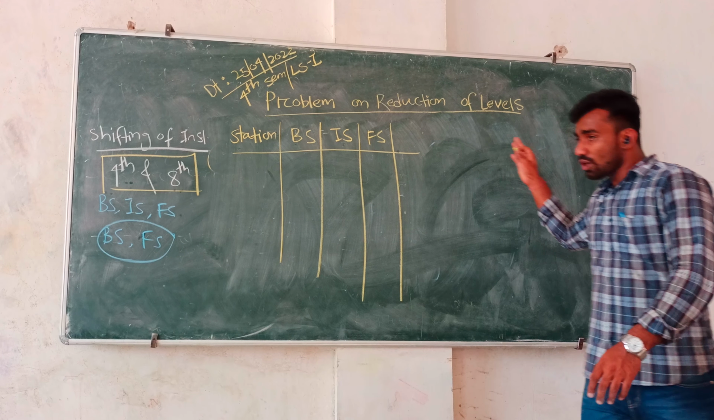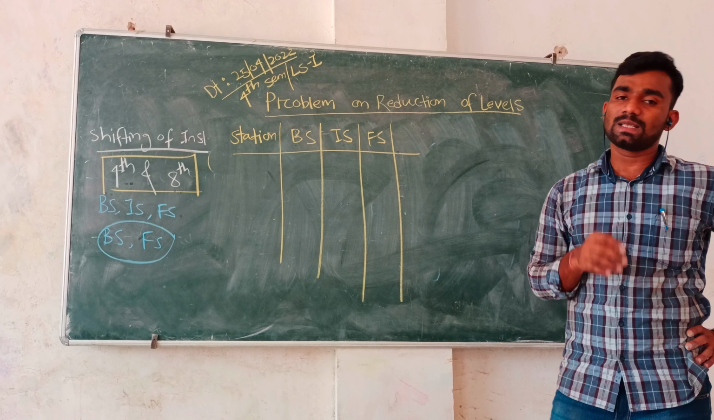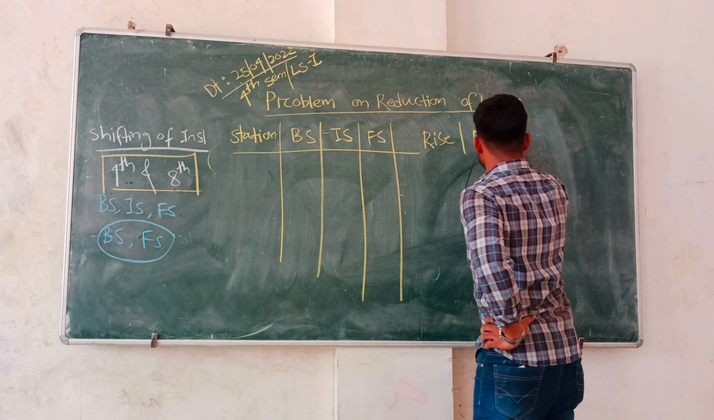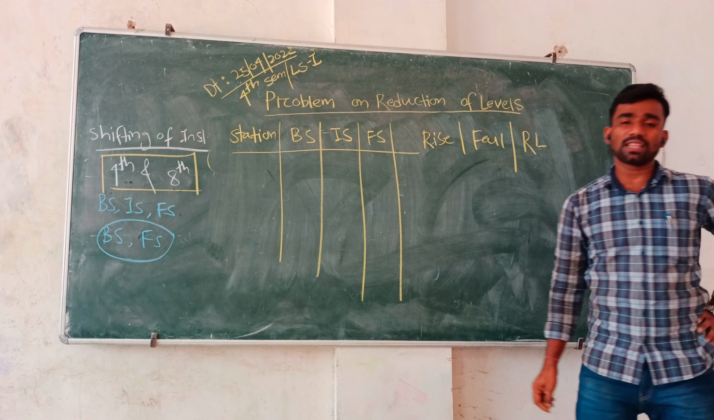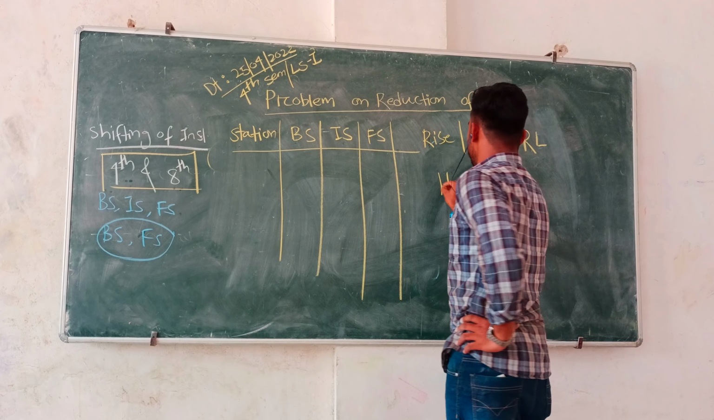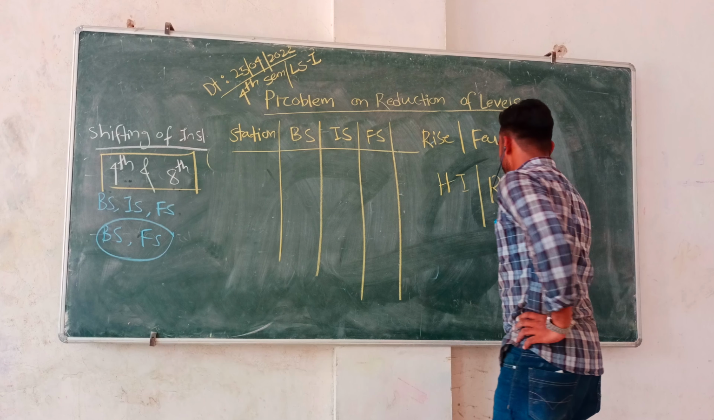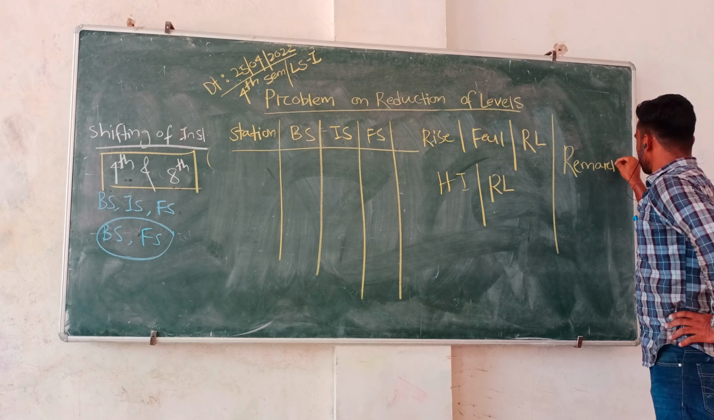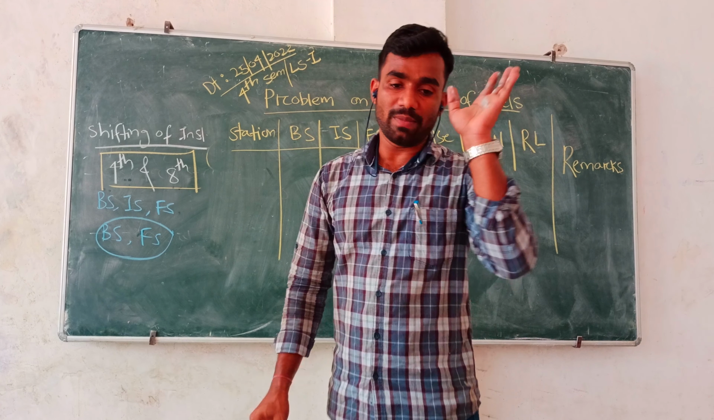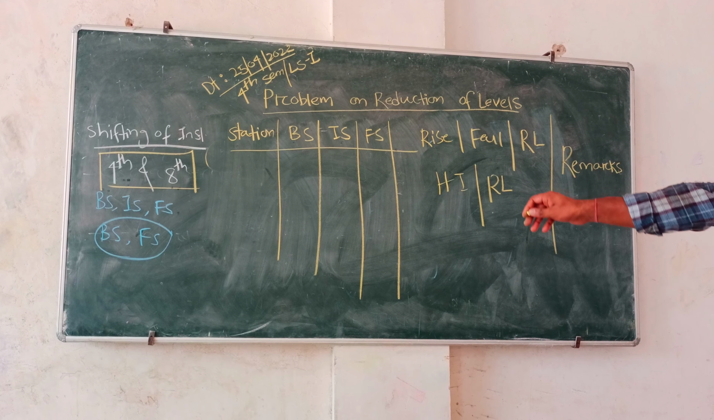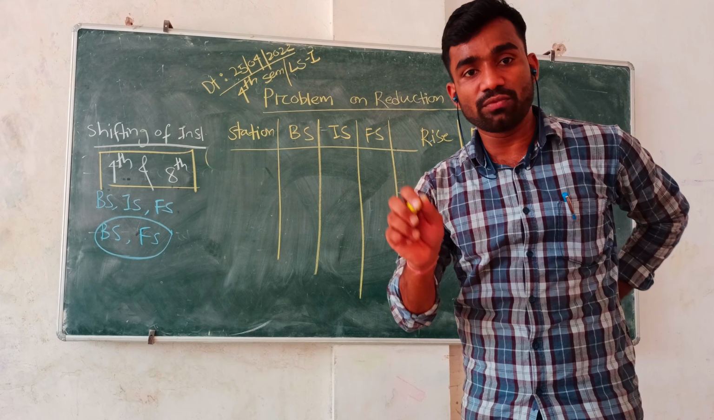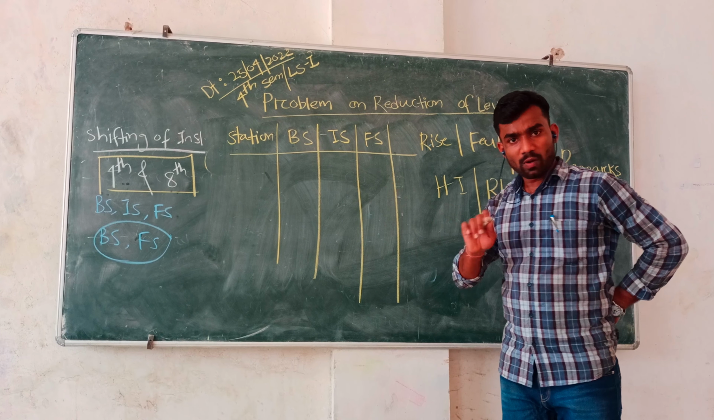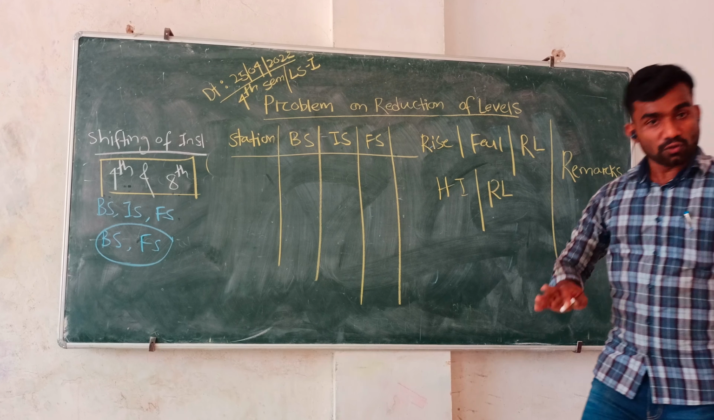Then the next columns depend upon your method. If your method is rise and fall, then you write rise, fall, and then R.L. If your method is height of instrument, then you write height of instrument, R.L. Then the last column is always the remarks. So this is the standard tabular format which you will prepare in your examination. If the question is written in wording format, I think the internal and semester question papers are always set in wording format. There is no tabular format in the question paper. So it's a more important point.